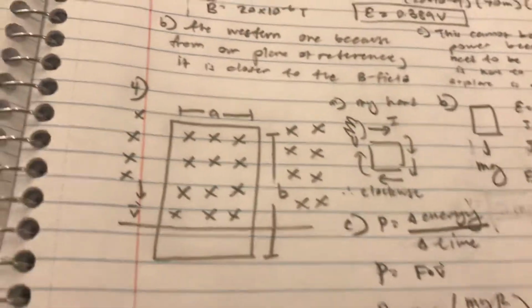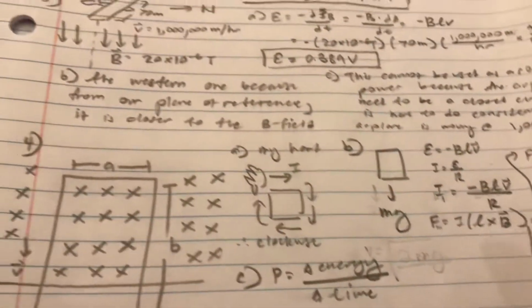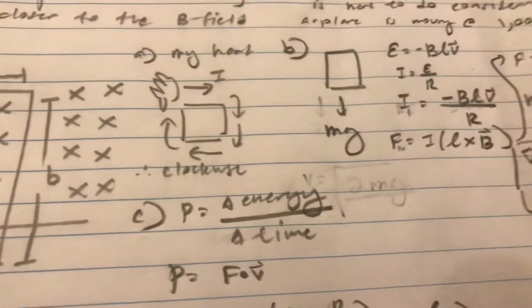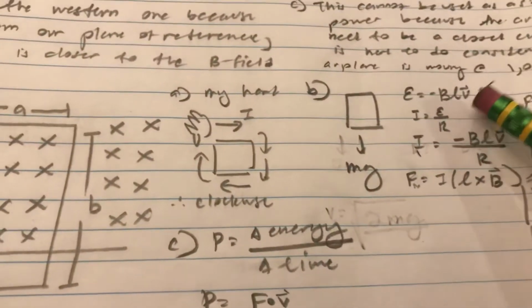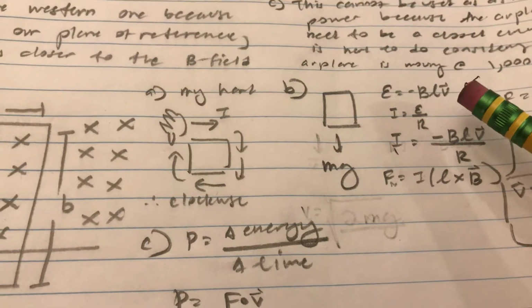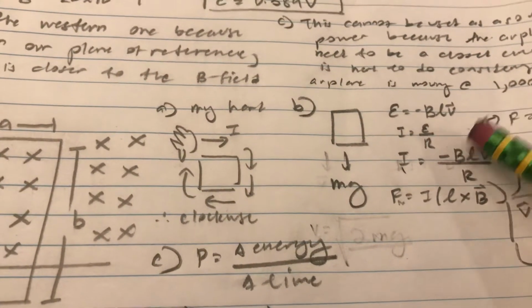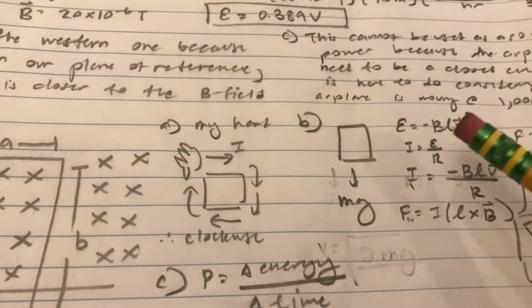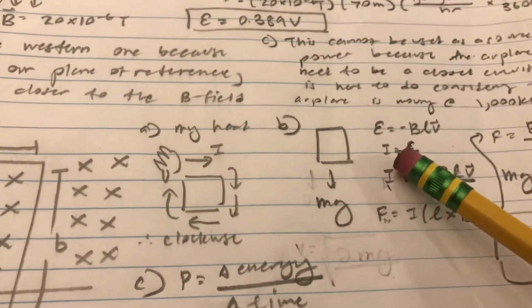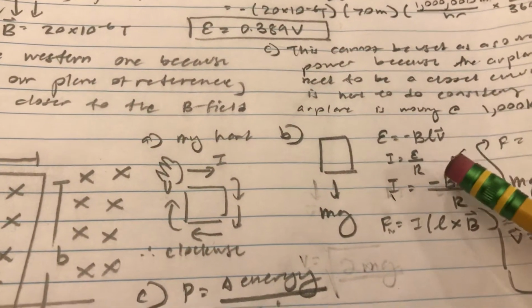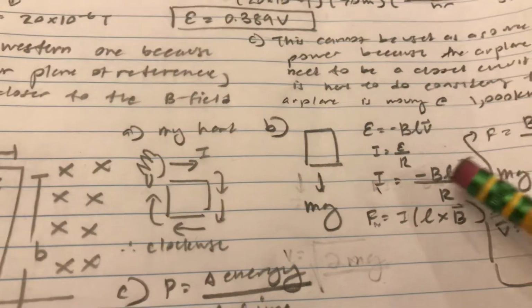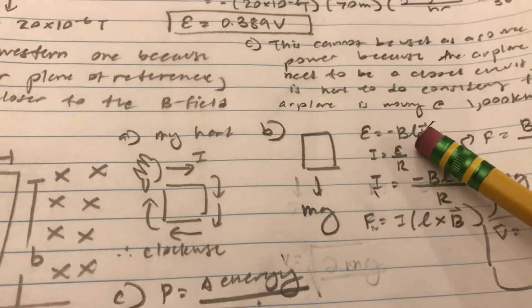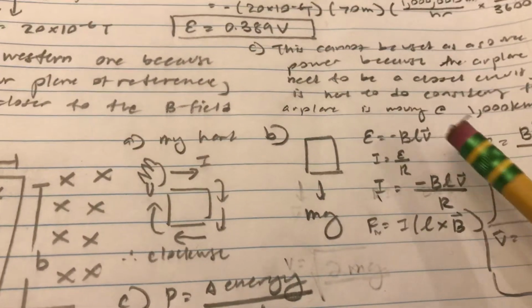So B asks us about terminal velocity. It took me a while to figure this out. Here are the equations I used. EMF is the negative B field times the length of the wire exposed times the velocity, and then the current is the EMF divided by the resistance. So I substituted EMF in this current equation.